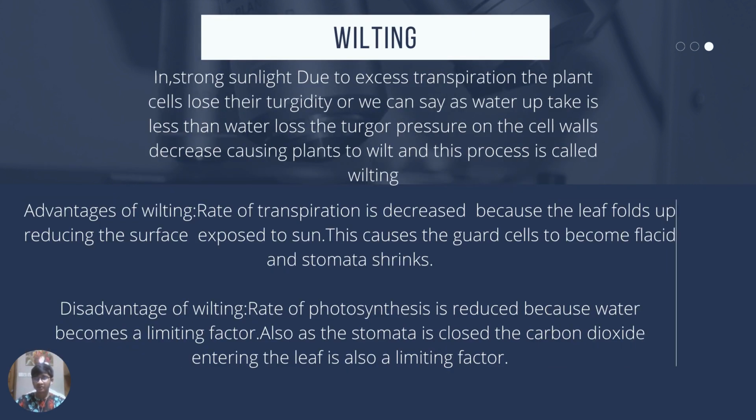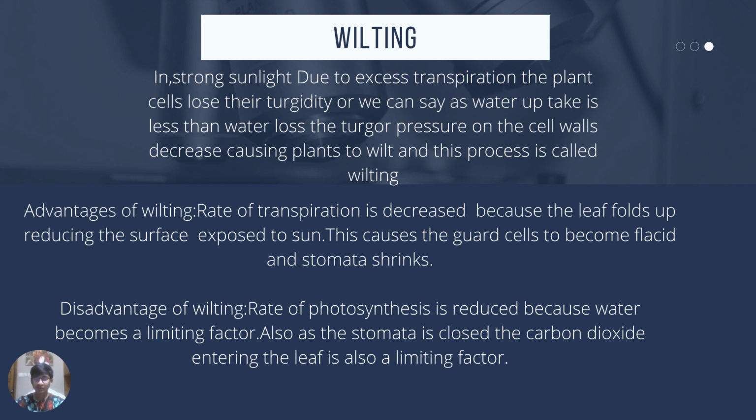So moving on, we're going to discuss the topic of wilting. Basically, in strong sunlight, due to excess transpiration, the water is lost in higher amounts, and so the plant cells lose their turgidity. Or we can say water uptake is less than water loss. The turgor pressure on the cell walls decreases, causing plants to wilt. And this process of making plants wilt is called wilting.